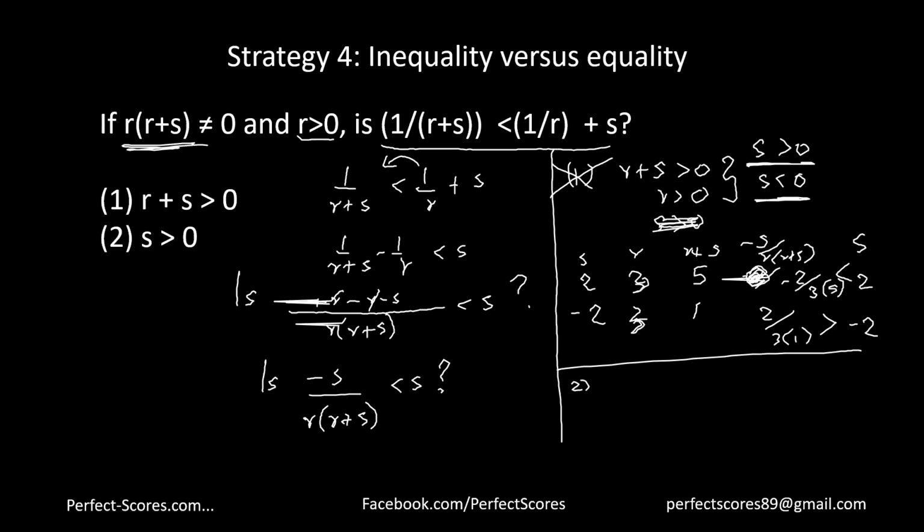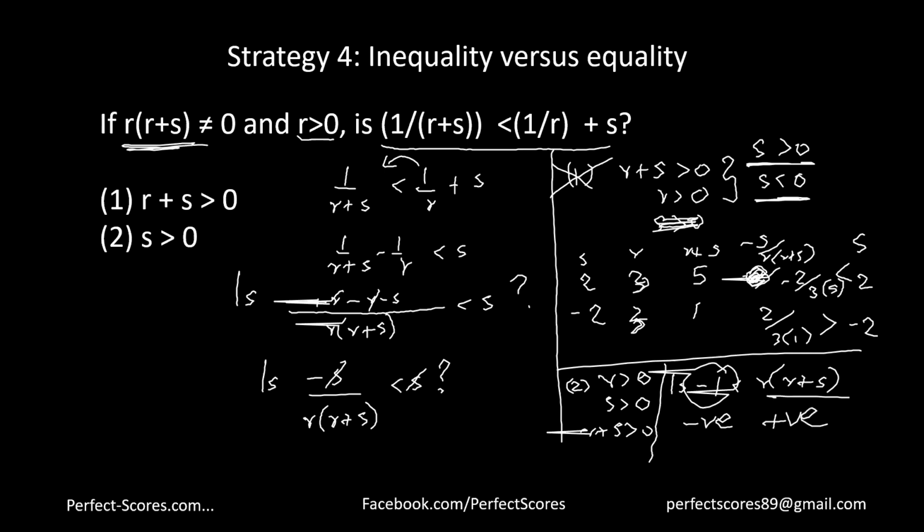Let's move on to statement 2. So in statement 2, it says S is positive. So R is positive and S is positive. That means R plus S is also positive. And when everything is positive, I like to use algebra. That's just my opinion. It's completely up to you. So I'm going to just do this. If S is positive, both get canceled out. So basically the question is asking me, is -1 less than R into R plus S? Well, yes, because this is a negative number and this is a positive number. So that means this is sufficient. So answer is option B.